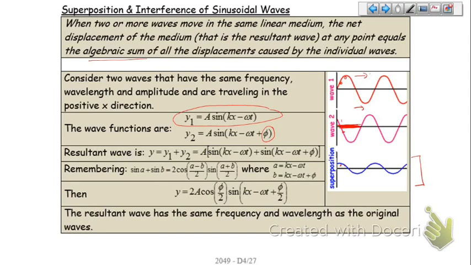We get that, and then we've got to remember some trig function, I guess. How many people remember this? Not me either. So you get that, and then you've got to remember that A in this case is kx minus omega t, and B, of course, is kx minus omega t plus phi. And you add it together, and we end up with this answer.